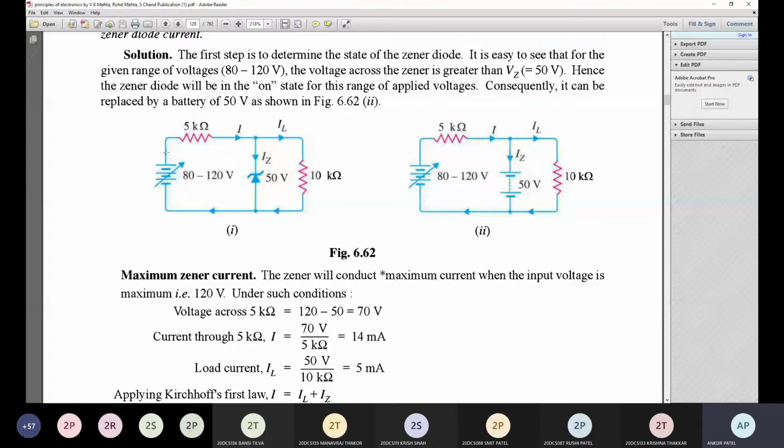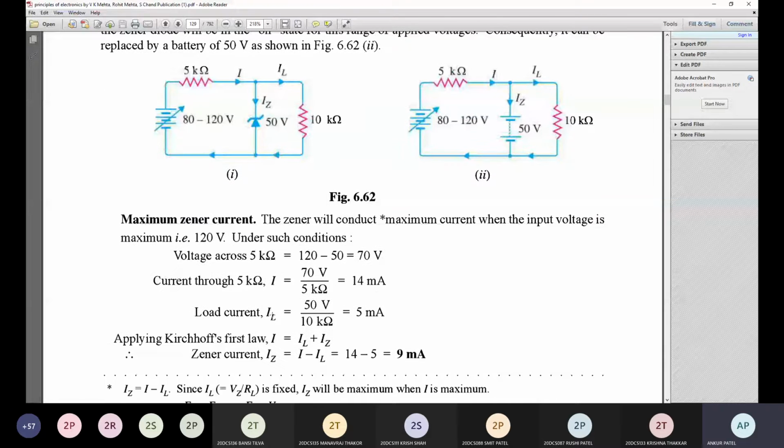Now the current through 5 kilo ohm. The current through 5 kilo ohm, that is I, is 70 divided by 5. This 70 volt is the voltage across 5 kilo ohm, and the current through it, I, is equal to V by R. So 70 by 5, that is 14 milliampere. Now the load current IL flows through RL. So IL is equal to E0 by RL, so E0, or VZ, that is 50 divided by 10.